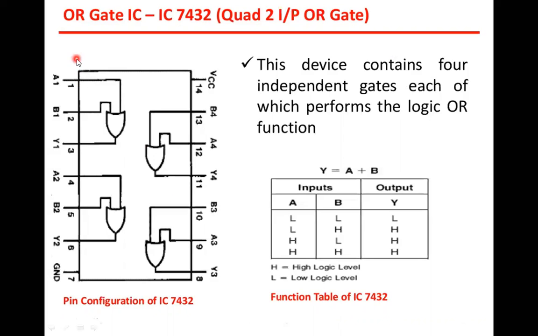So if we consider any of the gates, let us see the first gate, A1 and B1 and Y. For that we have written A, B and Y. When A is low, B is low, output is low. A is low, B is high, output is high. A is high, B is low, output is high. And A is high, B is high, the output is high. So this is called IC 7432.